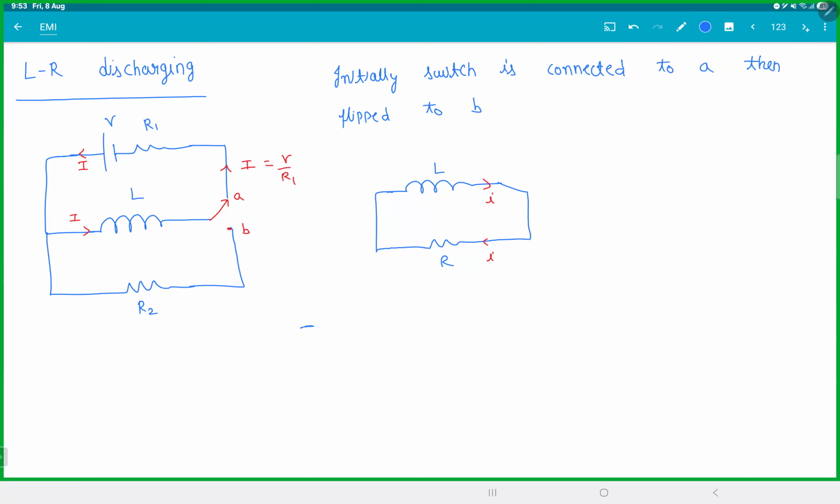Apply Kirchhoff's law: minus L dI by dt minus IR is equal to 0. Integrate this, you'll end up with I is equal to V by R e power minus RT by L. Yeah, it's a straightforward LR discharging circuit. V by which R? This is R2. So remember, the current depends on R1, but your decay constant will depend on R2.